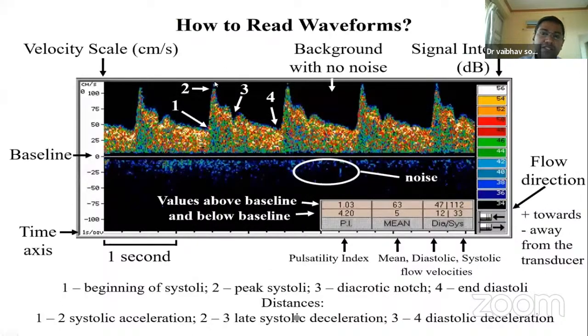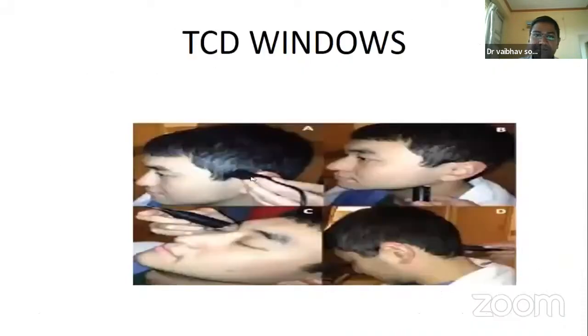Now we will come to how to read the waveform of the TCD, in which we'll see this kind of panel where on the left side is the velocity scale, showing positive as well as negative. On the positive side, the upstrokes are seen. Number 1 shows the beginning of the systole, number 2 shows the peak of the systole, number 3 shows the dicrotic notch, and number 4 shows the end diastole. On the baseline is the time axis, and on the right side we can see some numbers showing velocity as well as pulsatility index, which we will see in the coming slides.